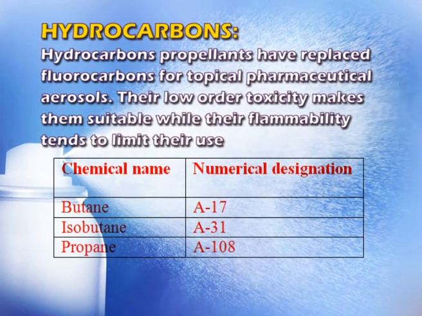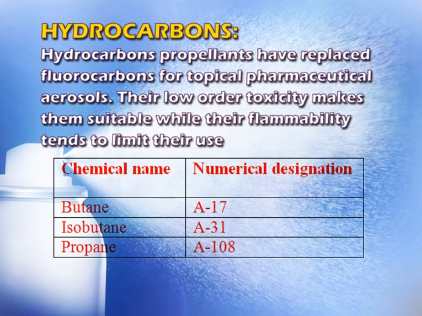The second type of liquefied gas is hydrocarbons. Hydrocarbon propellants have replaced fluorocarbons for topical pharmaceutical aerosols. Their low order toxicity makes them suitable, while their flammability tends to limit their use. Now how can we write them chemically and how can we numerically designate them? The first one is butane, which can be written as A17.